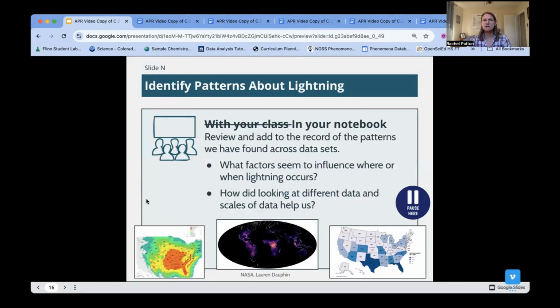Here are those three maps again, if you just want to take another look at them. And then also, in addition to your noticings and wonderings, answer these questions in your notebook. What factors seem to influence where or when lightning occurs? And how does looking at different data and different scales help us to think about lightning?